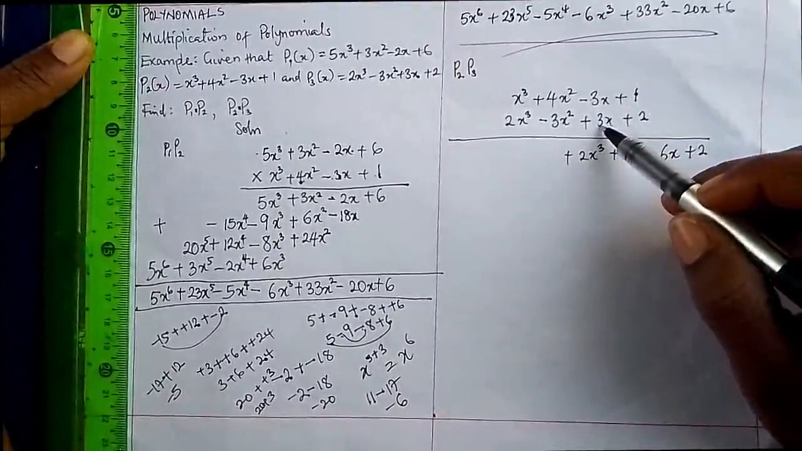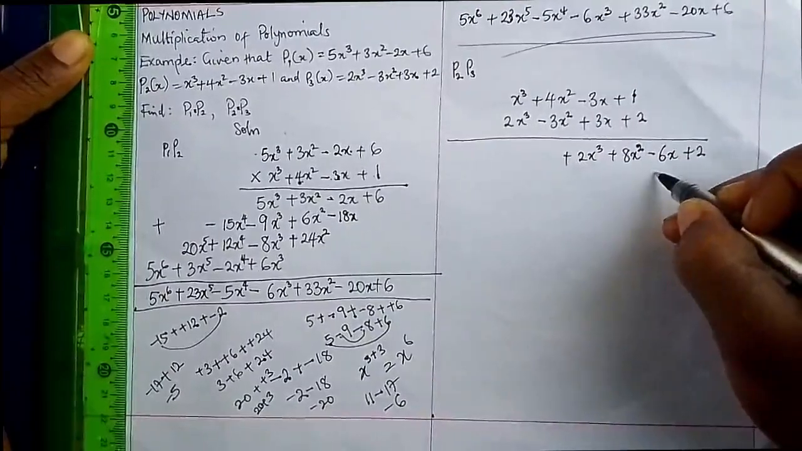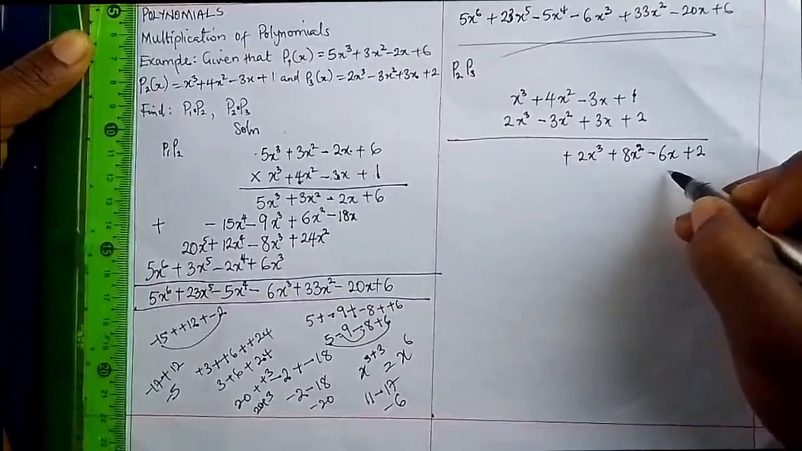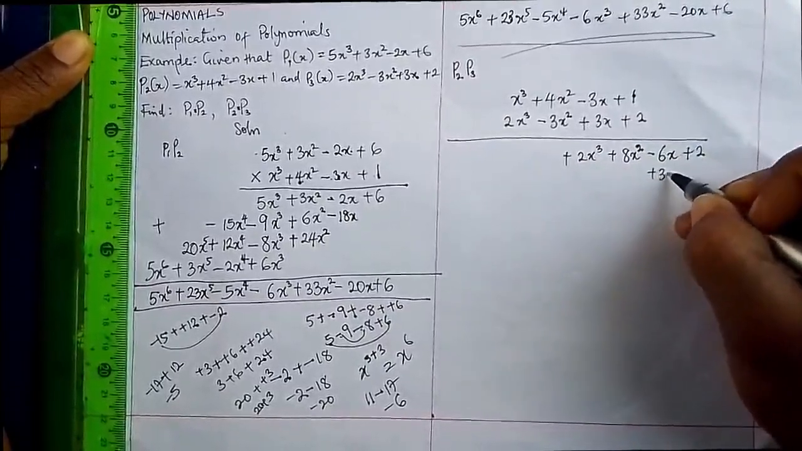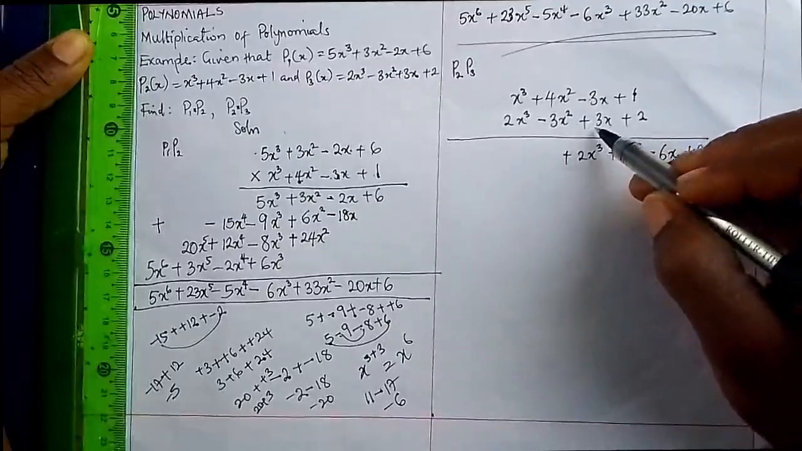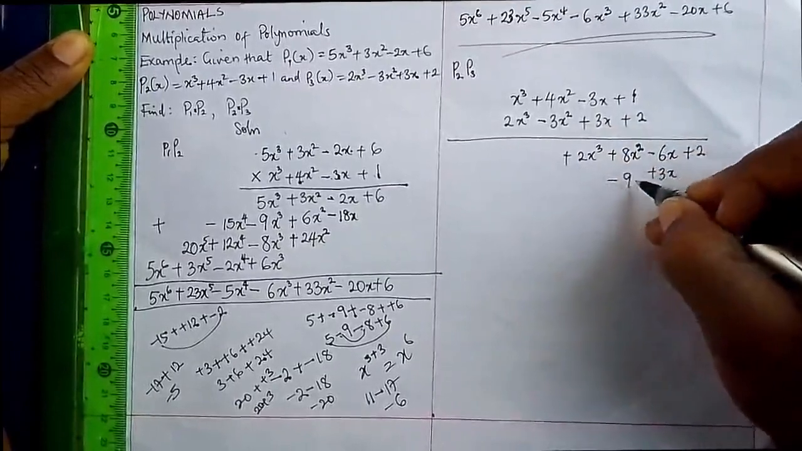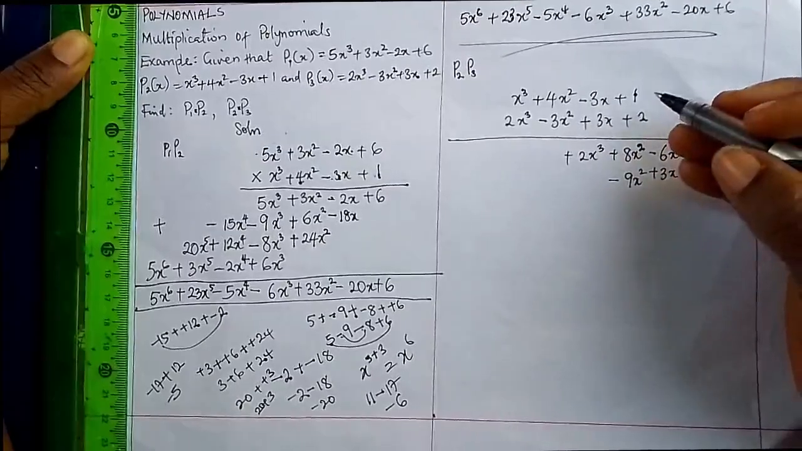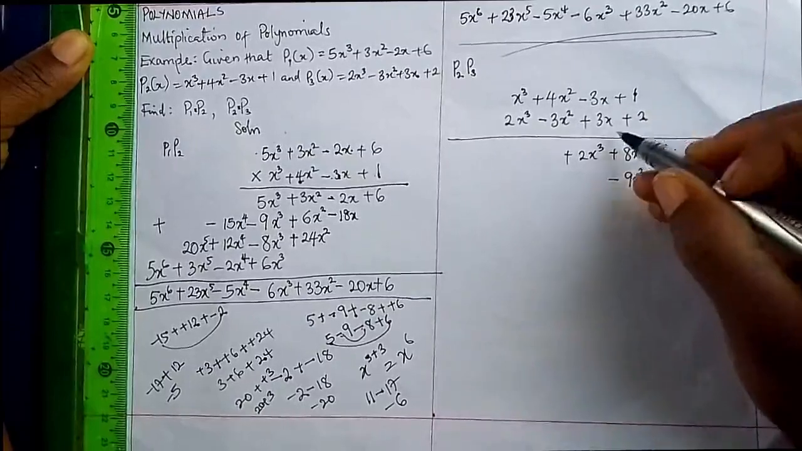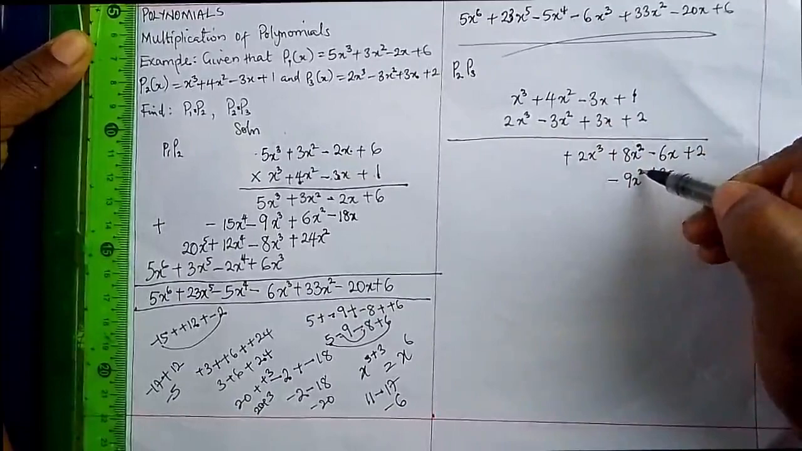We have 3x multiplied by 1. You skip a step, come under the x variable and put your number. So we have plus 3x. Plus times minus is minus. 3 times 3 is 9x squared. 3 times 3 is 9. Then x times x is x squared.